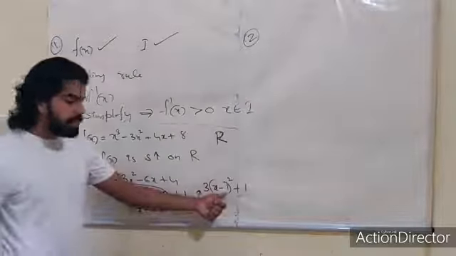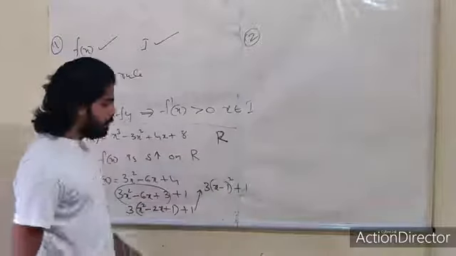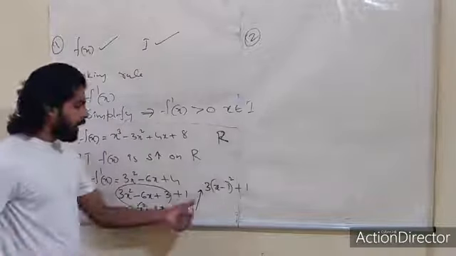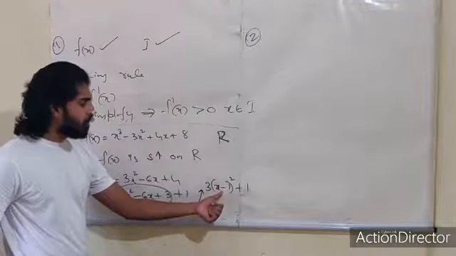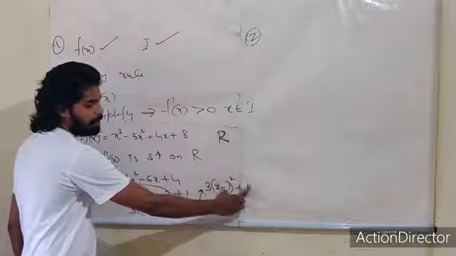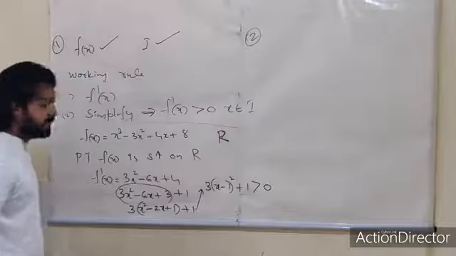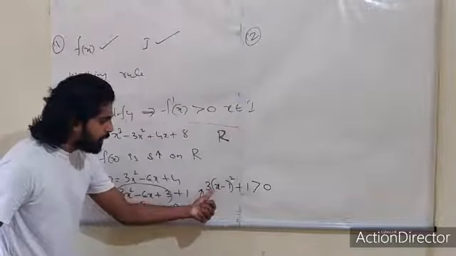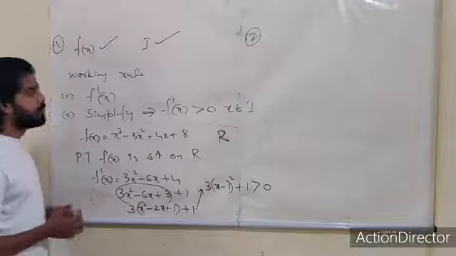This is always greater than 0, since x minus 1 whole square is non-negative, because the square of any term is non-negative. It could equal 0 when x is equal to 1, so it is always non-negative. But here there is a plus 1 also, so if you add 1, this will always be a positive number, always greater than 0. That means we have proved that f dash x, which is 3 into x minus 1 whole square plus 1, is greater than 0. So the derivative is greater than 0, which means the function is strictly increasing.